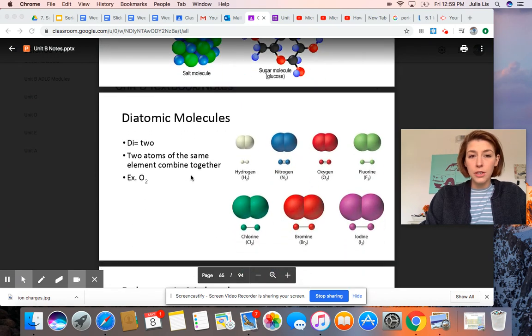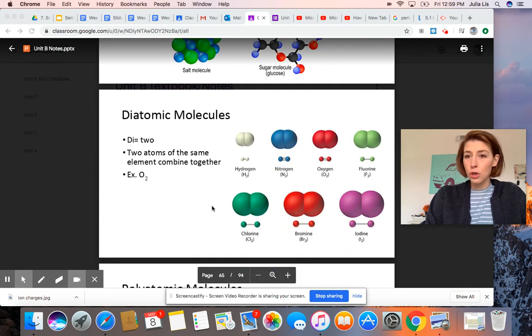So we have our diatomic molecules. This is a term chemists will use when you have two atoms bound together. So you have two hydrogen atoms, two nitrogen, two oxygen. These are typically your nonmetals, and this is how we find these elements in nature. Hydrogen doesn't like to hang out by itself as a single atom, but it likes to hang out as a diatomic molecule, so in a pair.